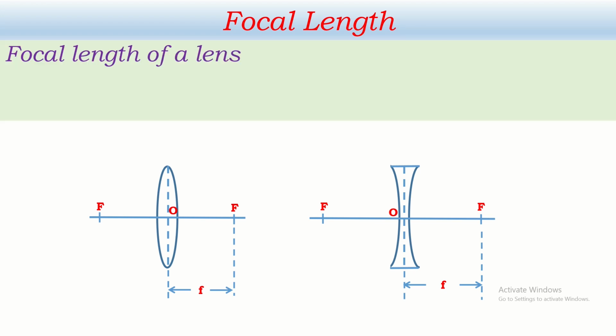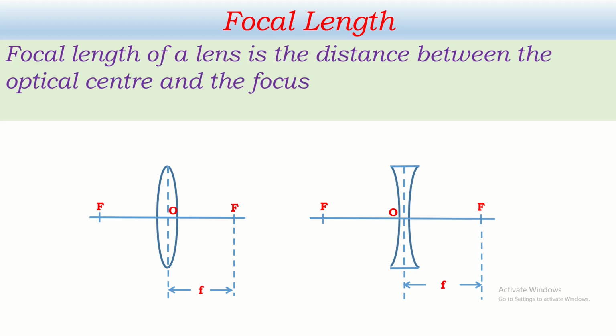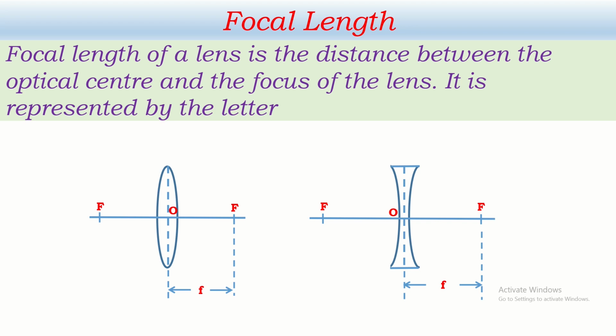Now we can define it this way. Focal length of a lens is the distance between the optical center and the focus of the lens. It is represented by the letter small f and its SI unit is meter.